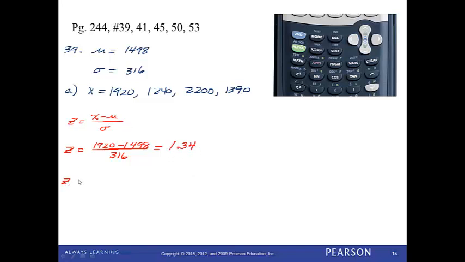Now let's keep going. Let's find the z-score for the second. So 1240, that's your x value, minus 1498, all divided by 316. Same process as before, and you should get a negative 0.82.